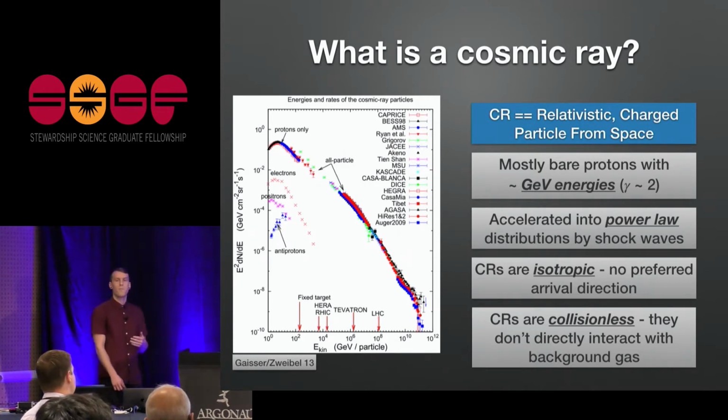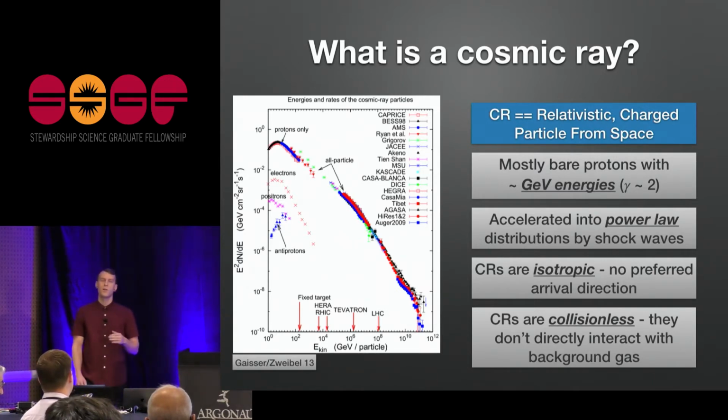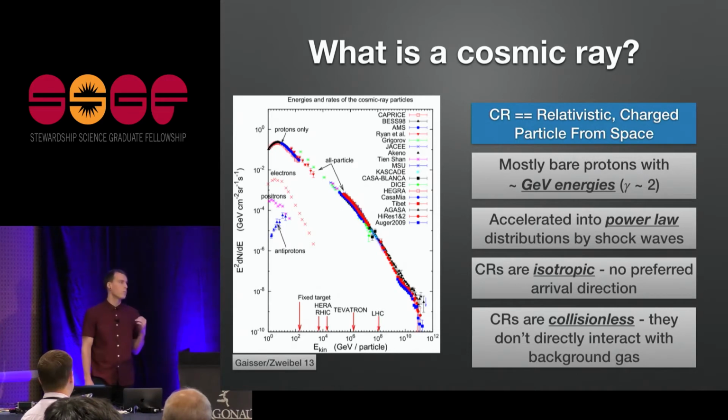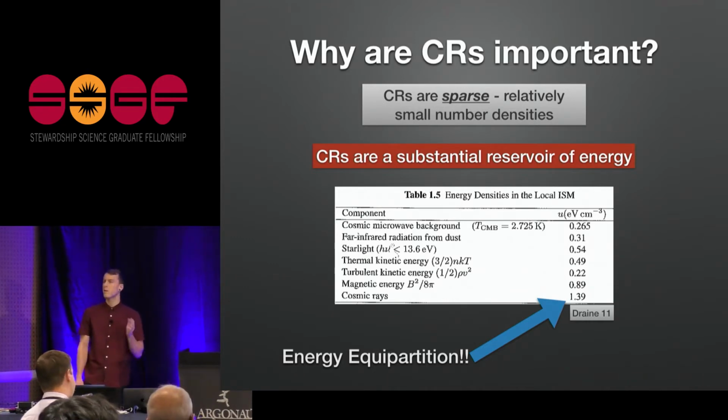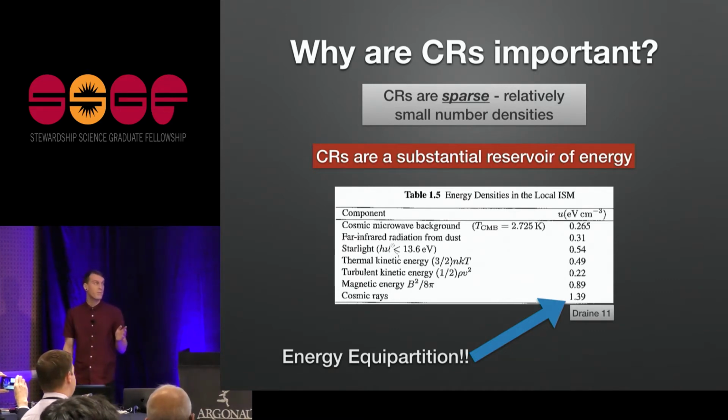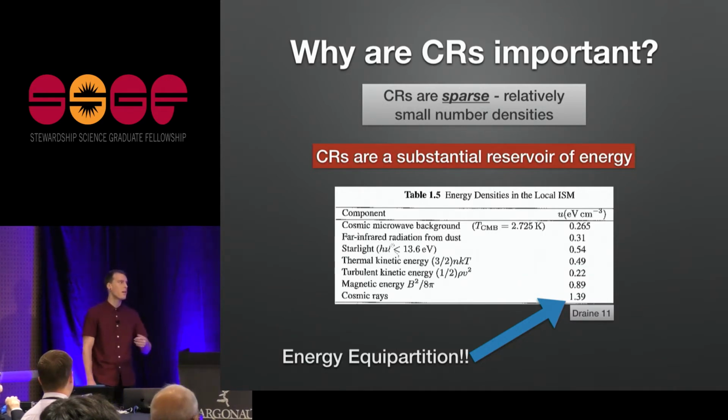So these power laws we think come from acceleration by interstellar shocks. The cosmic rays we observe are isotropic, coming from every direction equally. And finally, they are a collisionless gas, so they don't interact strongly via Coulomb collisions with particles in space. On top of that, they're very sparse. There's not very many of them. A typical density in the interstellar medium is about 1 particle per cubic centimeter. The cosmic rays are much less dense than that, by up to 9 orders of magnitude. But despite these small densities, there's actually a large amount of energy stored in the kinetic motions of these particles.